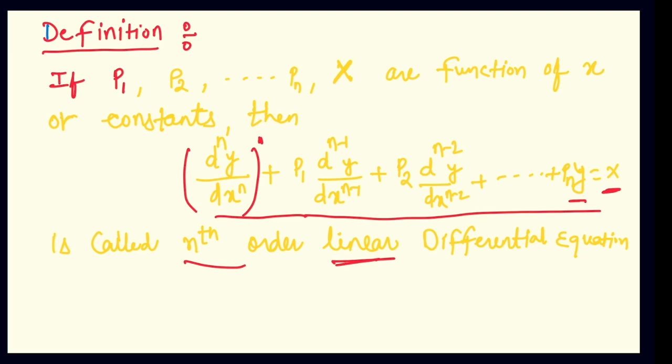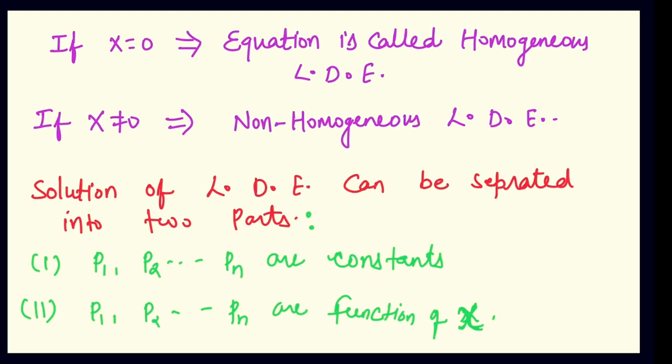Okay, so if here this X equals 0, then we can say that this differential equation is a homogeneous linear differential equation. If X is not equal to 0, then we can say it is a non-homogeneous linear differential equation of nth order. So here I have clearly mentioned, if X equals 0, the equation is called a homogeneous linear differential equation. I have written in the short form linear differential equation. If X does not equal 0, then it is called a non-homogeneous linear differential equation.